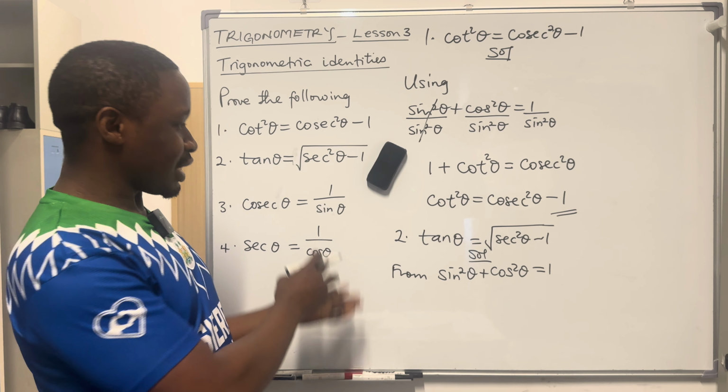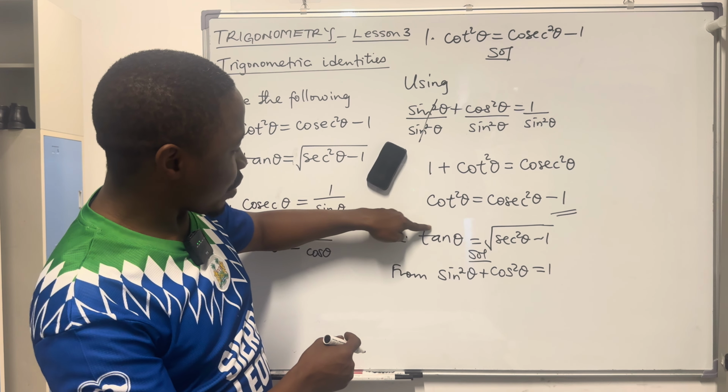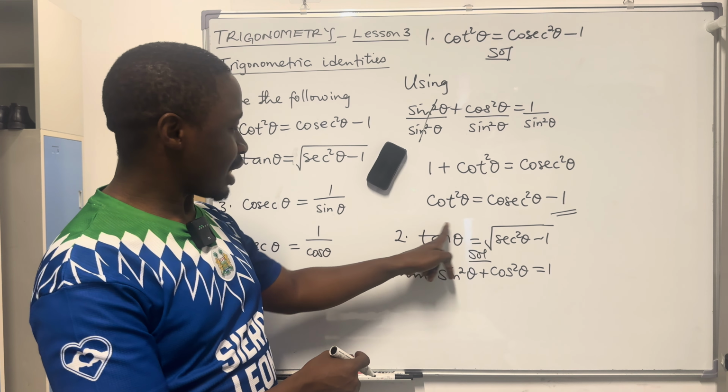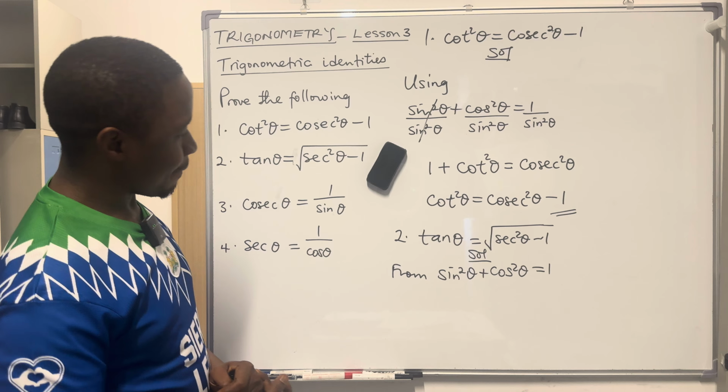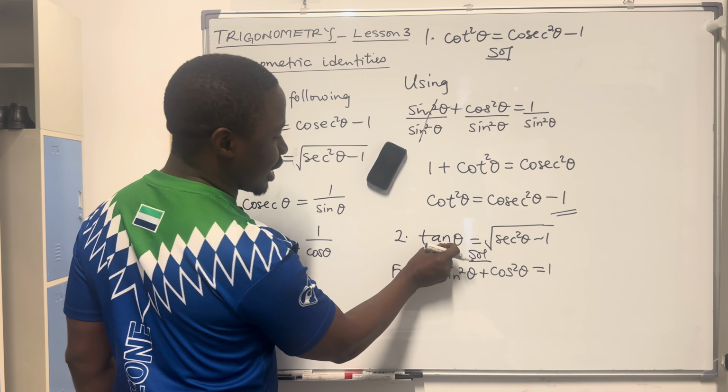Proving, in most cases like this, means making sure that we are able to see that this is identical to this one. Okay. Now, but what is tan actually? What is tan?